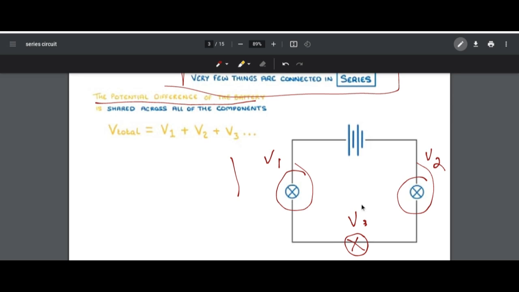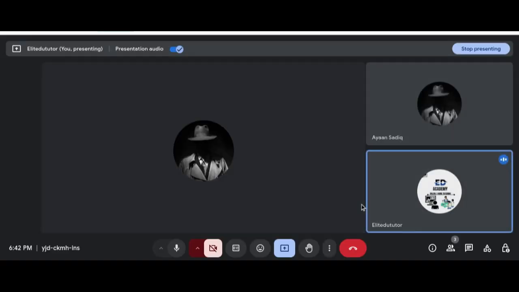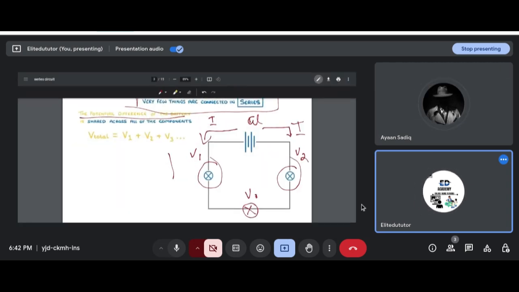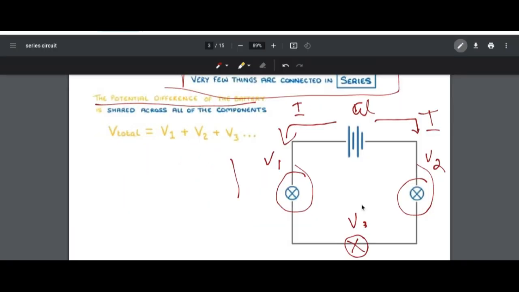And this is the source, so we can say this is a cell. The current that is coming here is I, and the current that is coming here is also I. Both are similar, right? Same currents. Got it? Okay, so this is a formula.